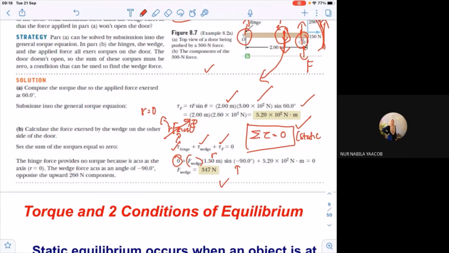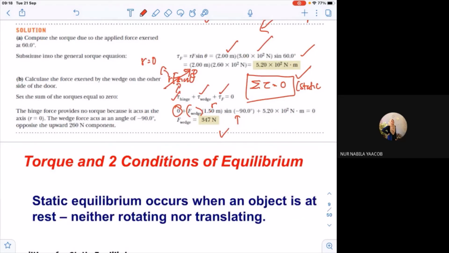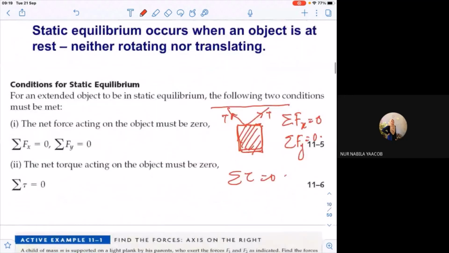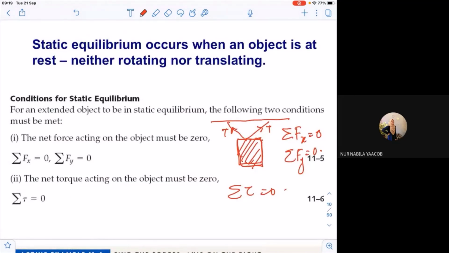So this can actually help you a little bit more to establish some equations, because the main problem is when you have 2 or 3 unknowns, you need to come up with the equations. When you have 3 unknowns, you need at least 3 equations. So in what way do we get those equations? Right now we have one more condition, which is summation of torque equals 0, besides summation of Fx and summation of Fy equals 0.